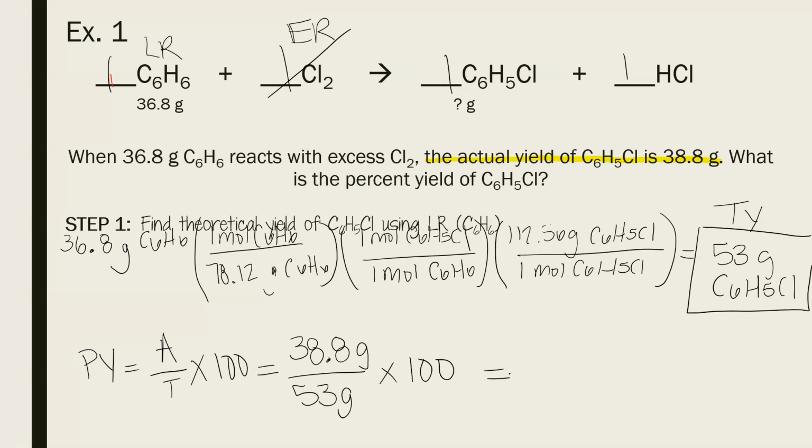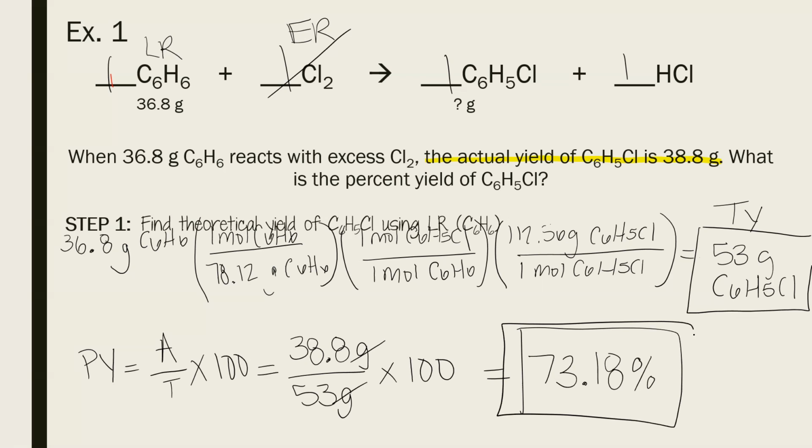Okay, and I get about 73.18. What's my unit for percent yield? The percent sign, because grams cancels out grams. Okay, so I am 73% yield with this reaction.